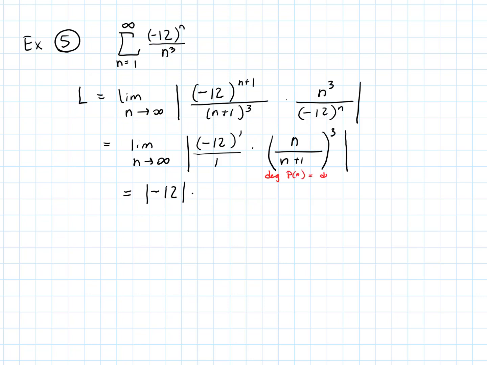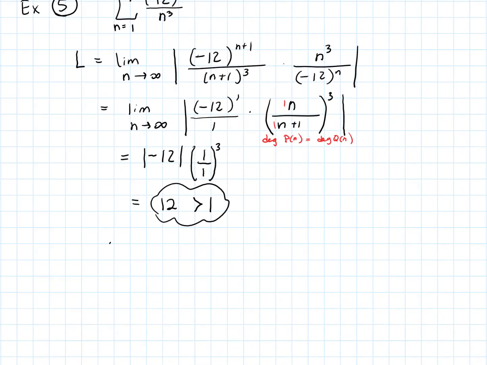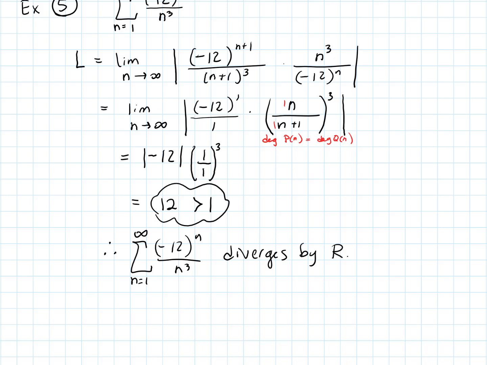Inside that power, the degree of p of n equals the degree of q of n. So therefore, I'll have just the powers on the lead coefficient, so I get 1 over 1 cubed. I'll write that out, but it would just be 1 over 1 cubed, which of course is 12, but 12 is greater than 1. Okay? 12 is greater than 1, which means, therefore, by the ratio test, this was a quick example, the series itself, negative 12 to the n over n cubed from n equals 1 to infinity, diverges by the ratio test.